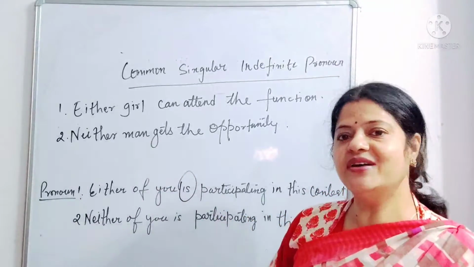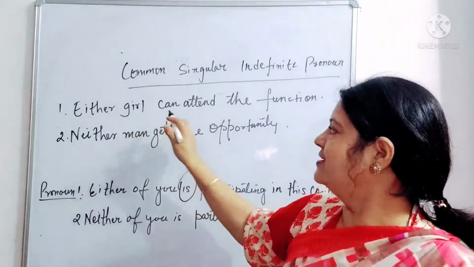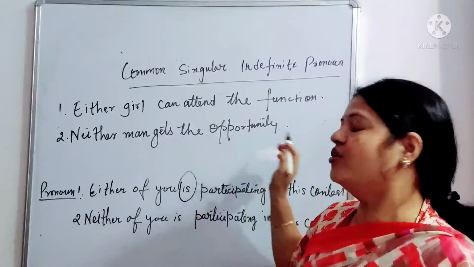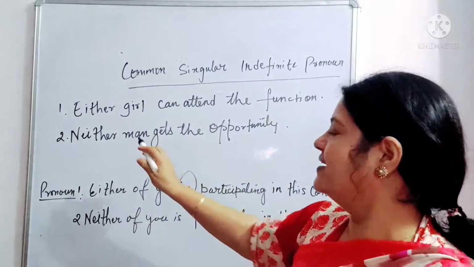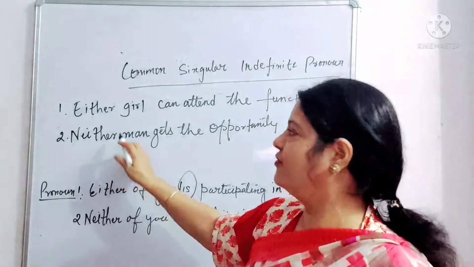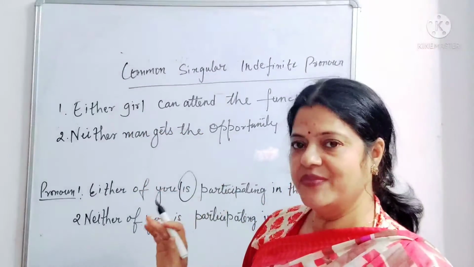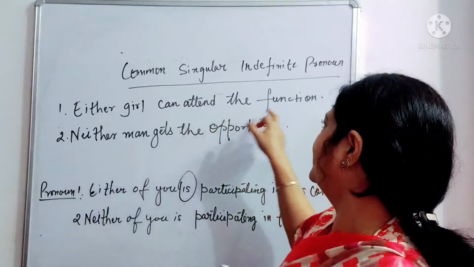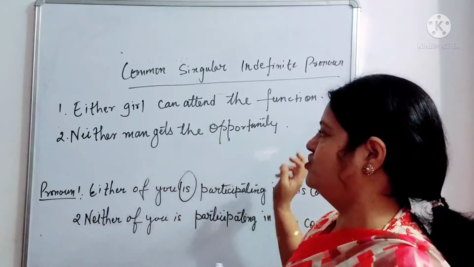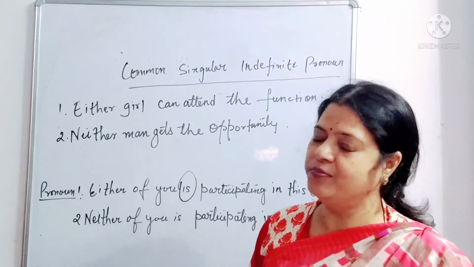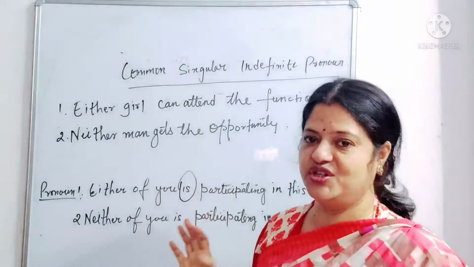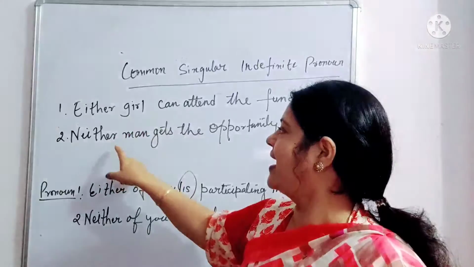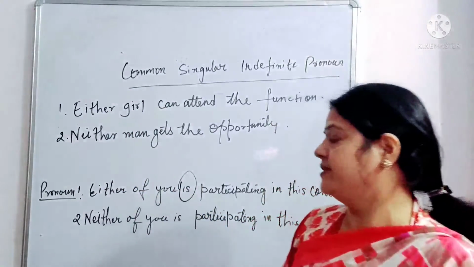So here we have taken two examples. Either girl can attend the function. Second, neither man gets the opportunity. So first we see that either and neither are followed by a noun. Okay. So it is working here as an adjective. So either girl can attend the function, neither man gets the opportunity. Now here it is not working as a noun or pronoun, but it is working as an adjective. Okay. Because it has come just before the noun, either girl and neither man. Okay. Now let's see another.